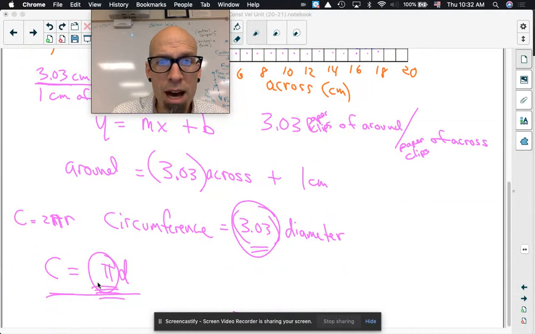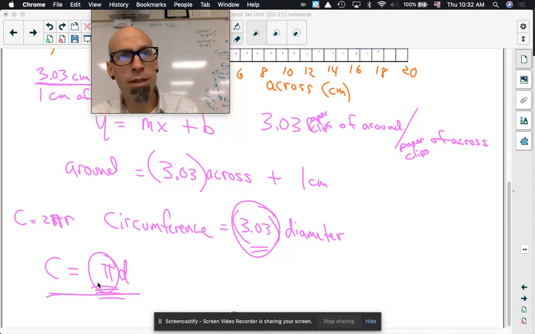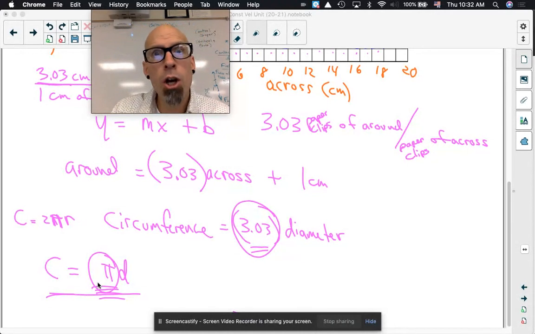So what we just found out, what we just did here, by collecting some data about circles to find out what the relationship is between circumference and diameter, what is the relationship? It's pi. Pi is the relationship between circumference and diameter. How many diameters does it take to go around a circle? It takes pi of them. That's what pi is. That means like somebody had to figure this out at some point.